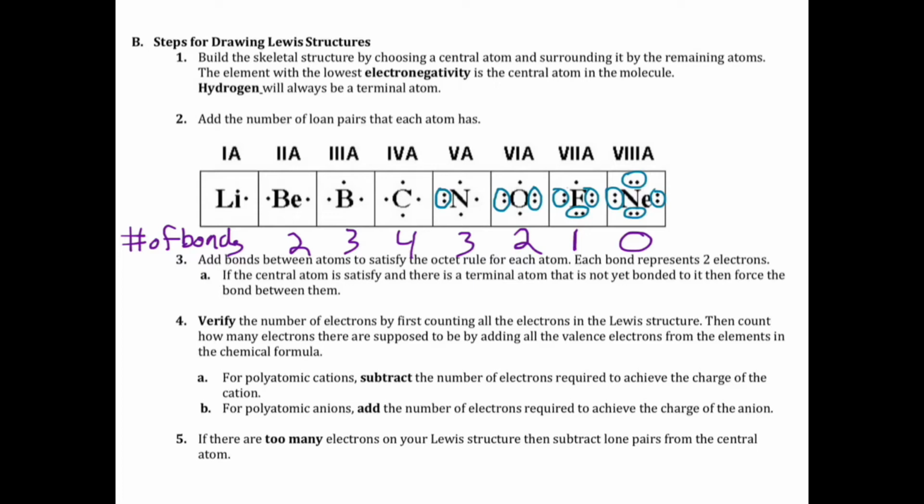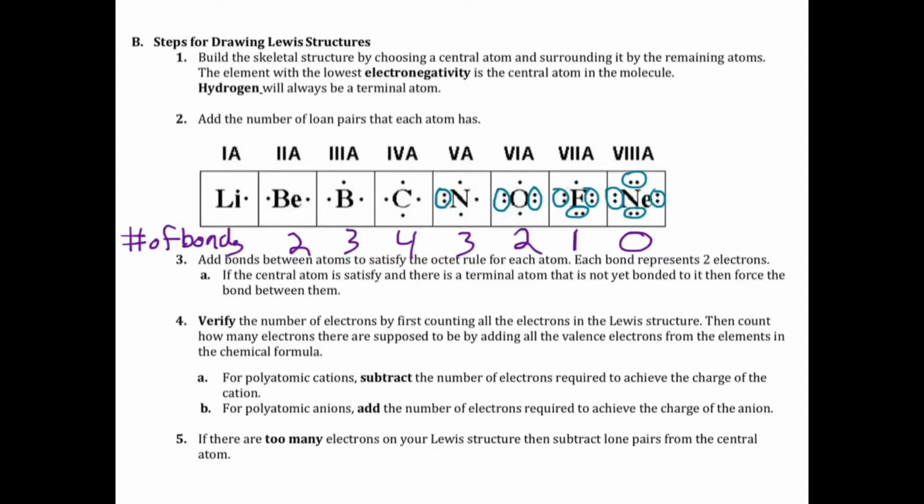Now, I'm going to go ahead and talk about number 1. The first thing we want to do is determine what the central atom is. There's a couple ways of knowing that. If you take a look at number 1, it says build the skeletal structure by choosing a central atom and then surrounding it equally by the other atoms.